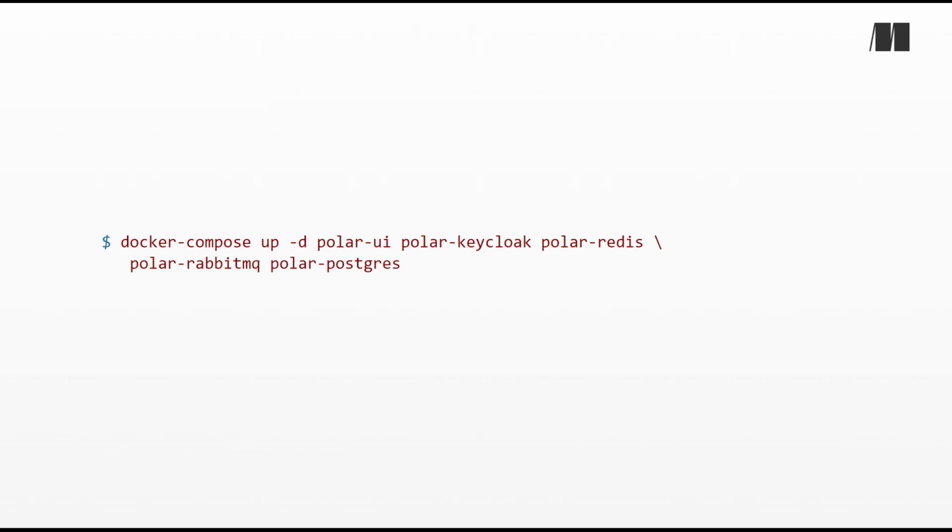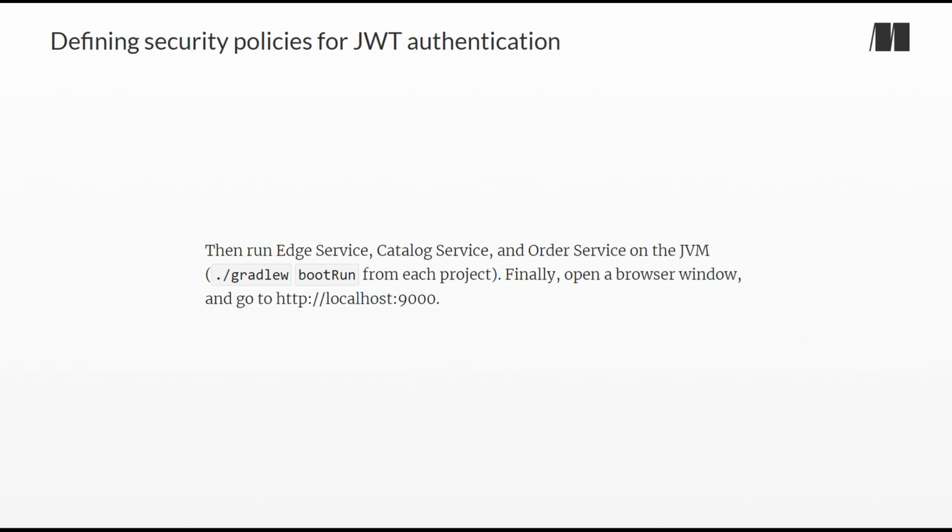First, we need to run the backing services: Polar UI, Keycloak, Redis, RabbitMQ, and PostgreSQL. Open a terminal window, navigate to the folder where you keep your Docker Compose configuration, polar-deployment/docker, and run the following. Then run Edge Service, Catalog Service, and Order Service on the JVM with ./gradlew bootRun from each project. Finally, open a browser window and go to localhost:9000.